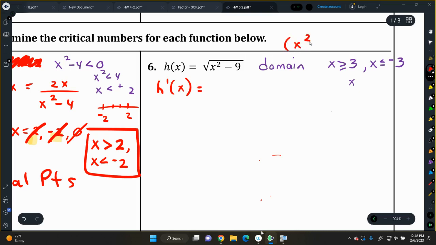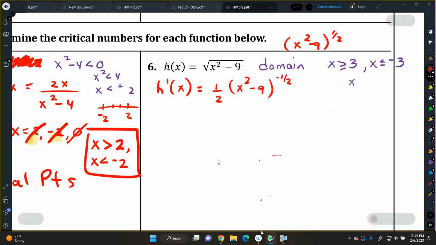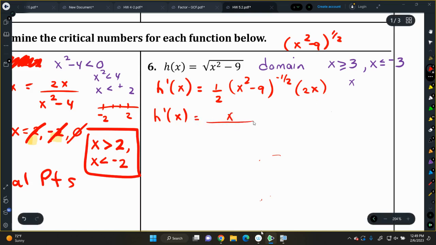I'm going to rewrite this x squared minus 9 to the 1/2. Okay. So let's see, I've got 1/2 x squared minus 9 to the negative 1/2 times 2x. So h prime of x equals x over the square root of x squared minus 9. There's my h prime of x. So, just hang on a minute.